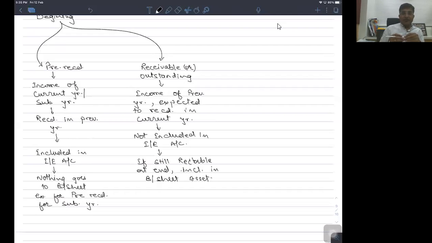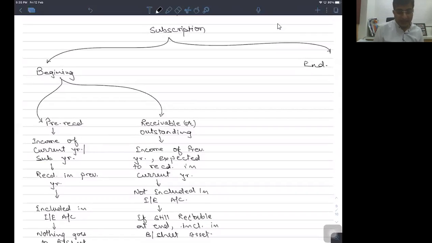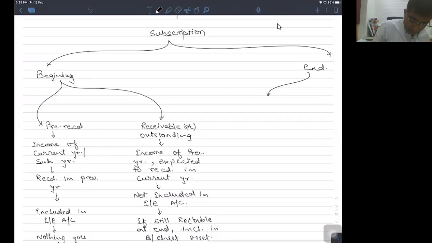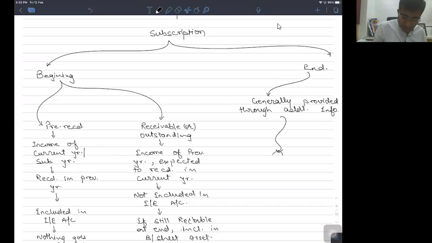Opening, outstanding and pre-received are from opening balance sheet, which is nothing but closing balance sheet of the last year. Correct. That's right, Mr. Ashutosh. Now, if it is at the end, which is generally provided through additional info, right? Here, I'll just put a connector.